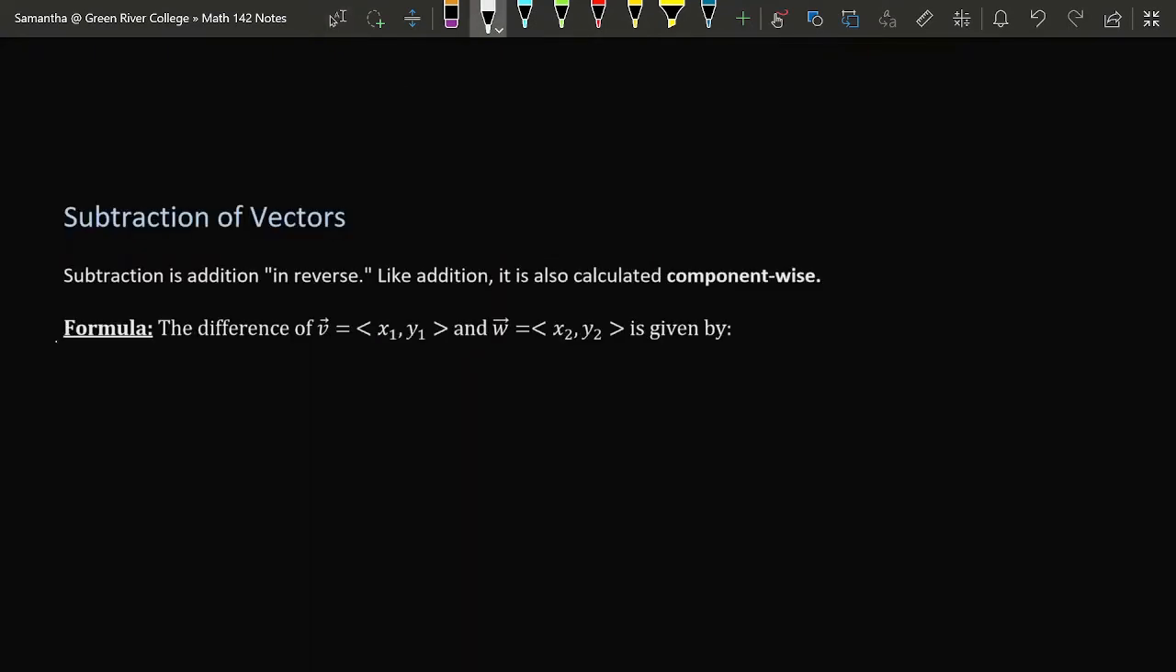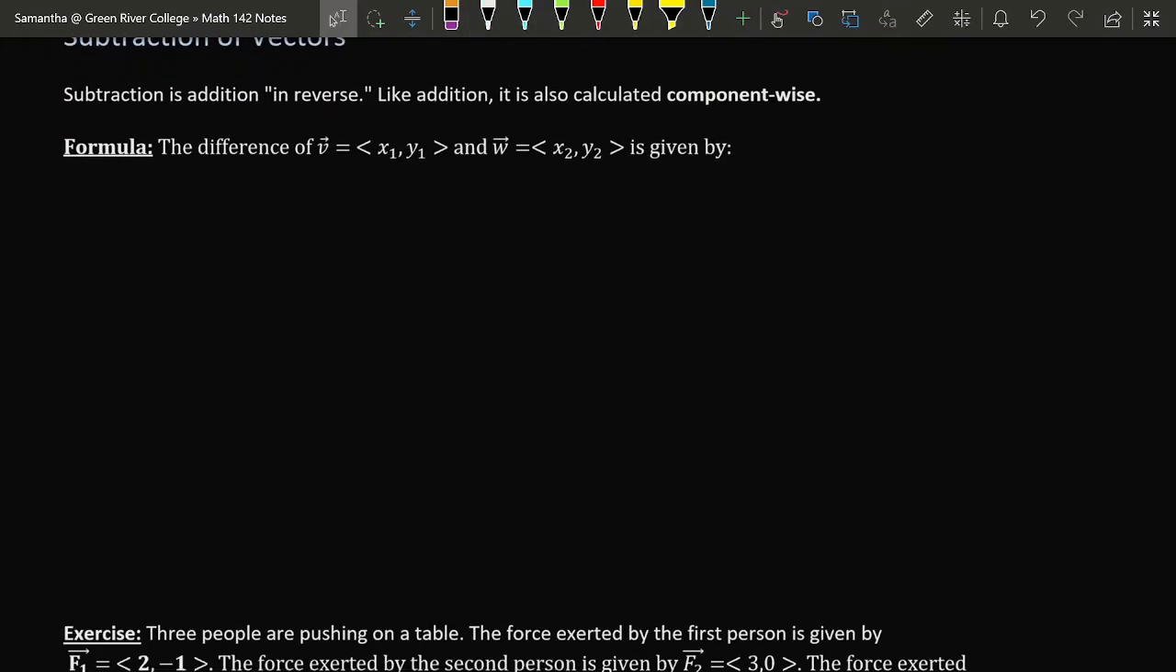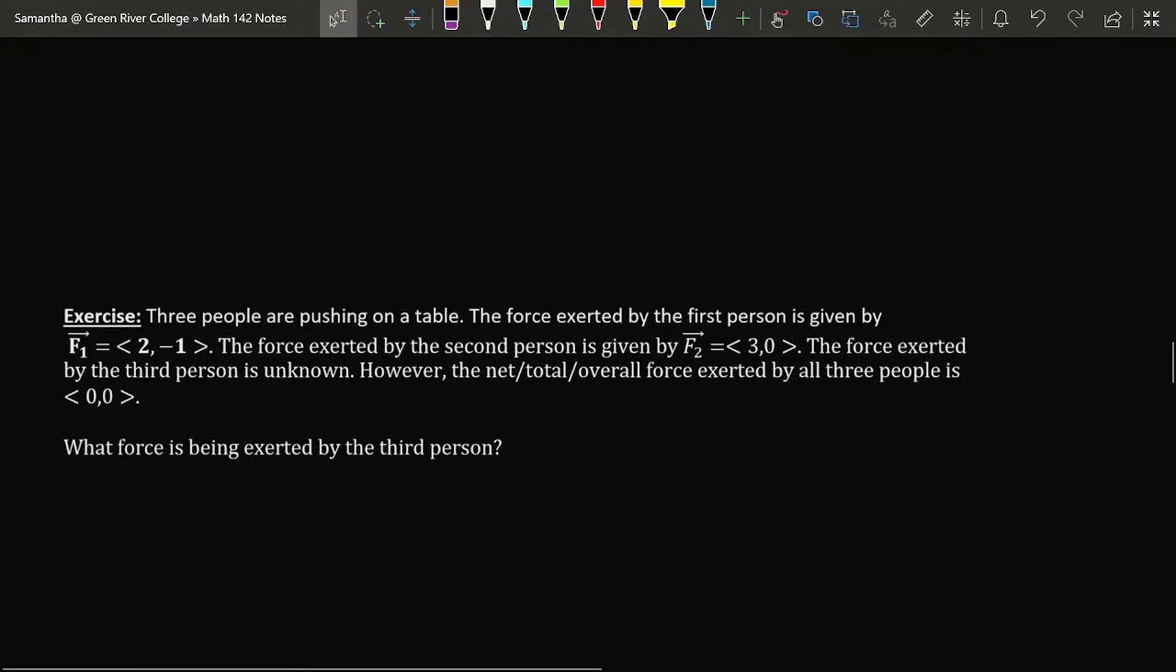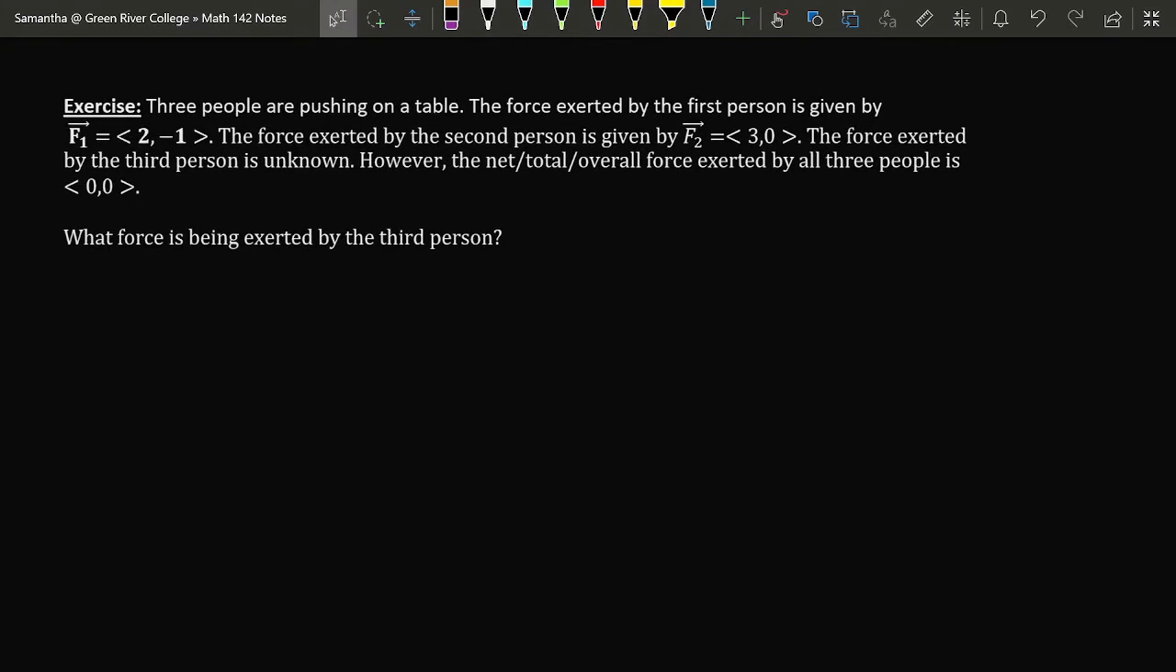Now, if you want to subtract two vectors instead of adding them together, that is something that can also be done component-wise. If you want to calculate v minus w, then you can take the x components of v and subtract the x components of w, and you can take the y components of v and subtract the y components of w. Component-wise subtraction.